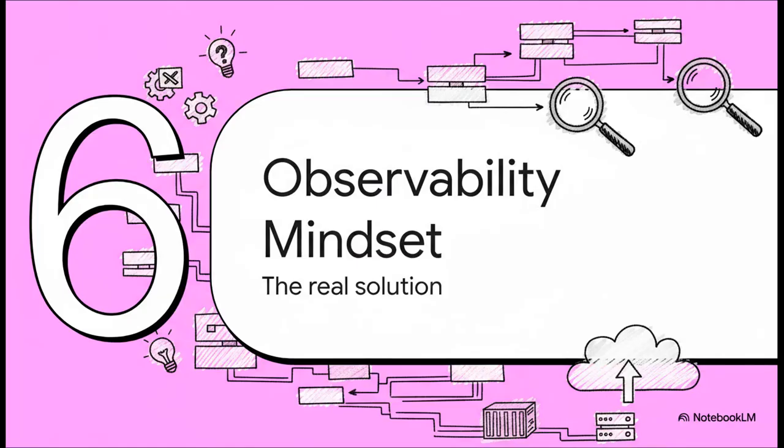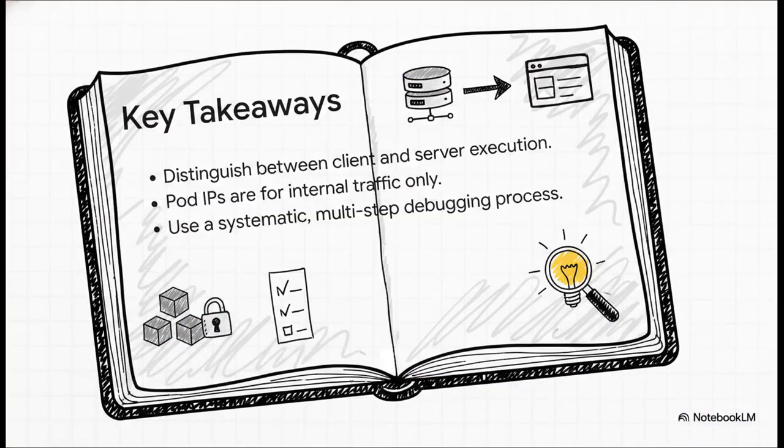Now sure, the technical fix here is something like an ingress controller or a service of type load balancer. But honestly, the specific fix isn't the point. The real takeaway, the real solution, is about developing this observability mindset. It's about learning how to think like a detective, how to debug methodically, and how to really understand the moving parts of your system. So let's recap the key clues from our investigation.